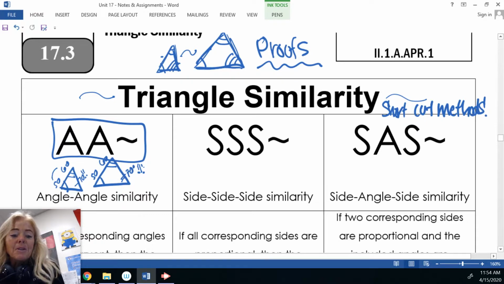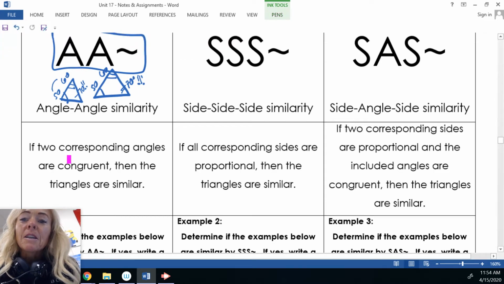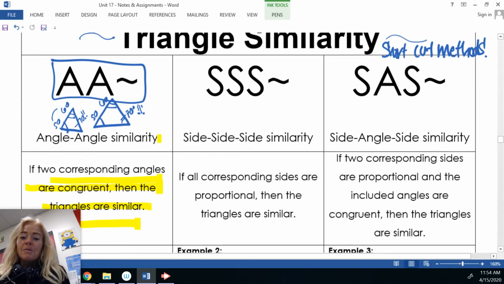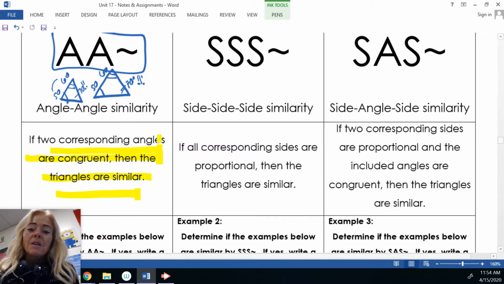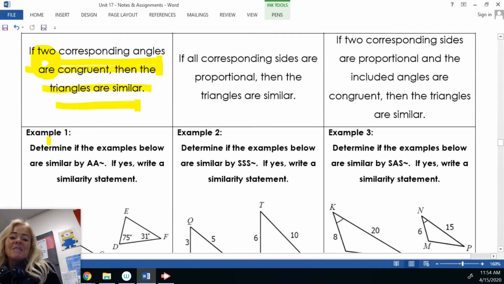So really it's angle angle angle similarity, but mathematicians like to be as simple as possible, so they only want to list 2 of the 3 angles because it's obvious that the 3rd one has to be the same measure between the 2 triangles also. So what you're going to see here is the proof, and it says, I don't like the pink on this one. If 2 corresponding angles are congruent, then the triangles are similar. Okay, so that has to be true every single time. 2 corresponding angles, which kind of upsets me, but this keeps moving down. 2 corresponding angles and only 2.